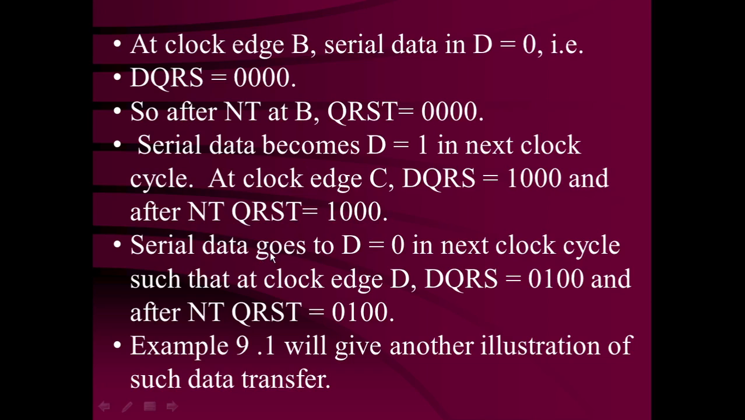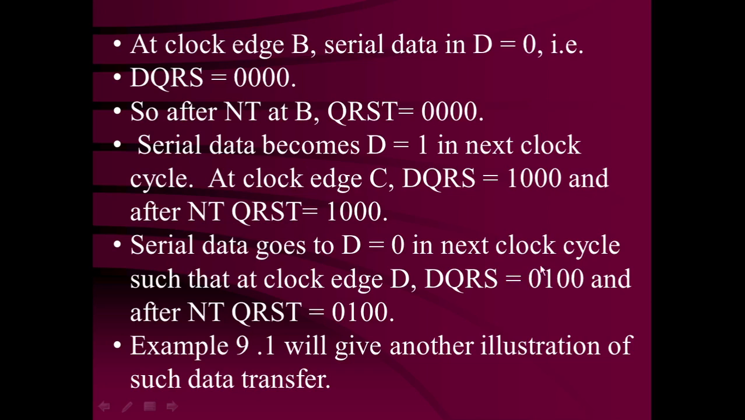The serial data D is equal to 0, the MSB is going to be 0. So the data input is changed to 0. So prior to the next clock cycle, at the clock edge D, DQRS data input is going to be: D is going to be 0, Q is going to be 1, because Q already shifted into the R flip-flop. So R is going to be 1, S is going to be 0, and T is going to be 0.